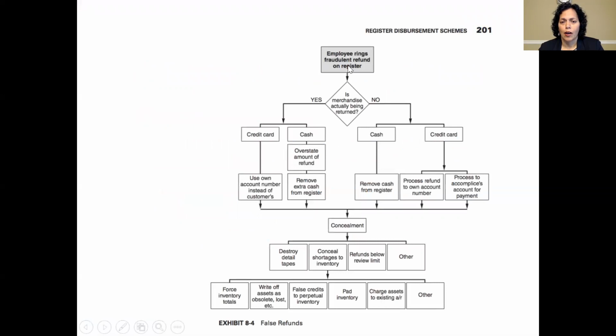So let's look at this. We're reviewing the false refunds. The customer either actually returns merchandise or does not return merchandise. Let's start with the case where they actually return merchandise. The refund could be a cash or a credit transaction. In the cash transaction, the most common scheme is that the employee doing the fraud overstates the amount of the refund and pockets the extra money. If it's a credit card refund, how are they doing this? When a customer is actually returning goods, instead of swiping the customer's credit card, they swipe their own credit card. You give the receipt to the customer, and most of us look to see that the amount has been refunded.